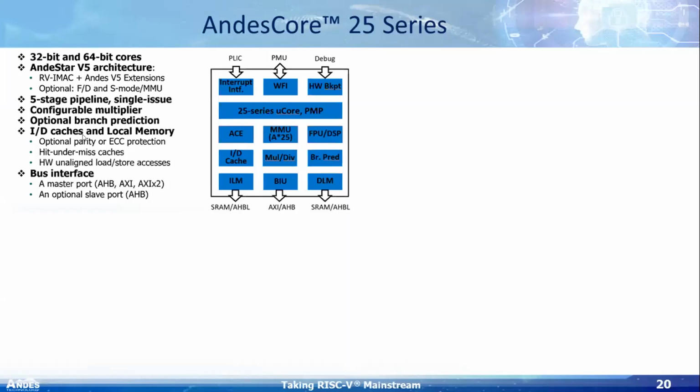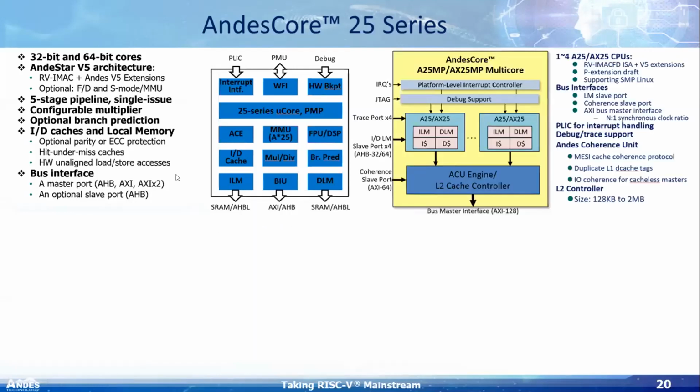The 25 series also has instruction and data caches as well as local memory. There is optional parity or ECC protection. Again, you can switch it on in the graphical user interface, especially if you go for high-end nodes. ECC protection is quite handy. We're supporting hit under miss caches and hardware unaligned load store accesses. The bus interface is AHB or AXI. Again, you can configure this, and you also have optional slave ports, for example, for the local memory. So you can, over the slave port, already preload your memory and start it earlier.